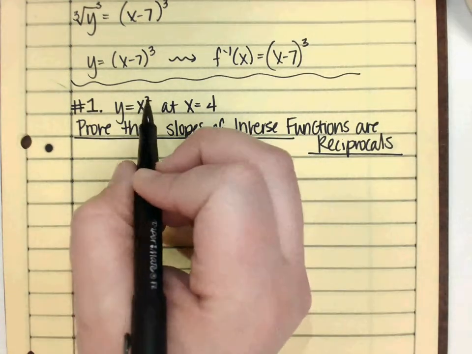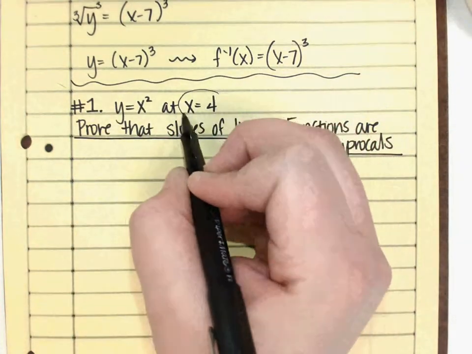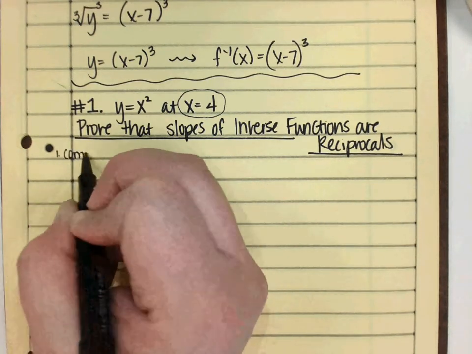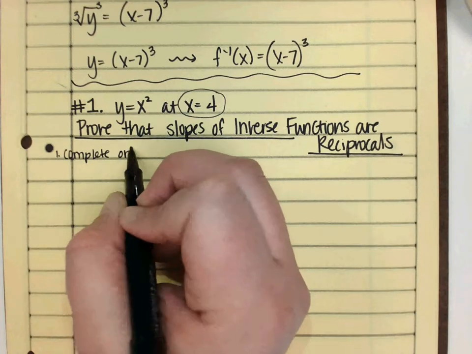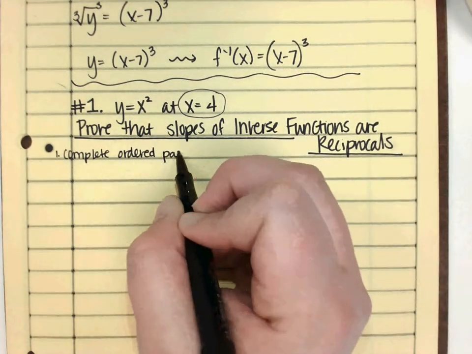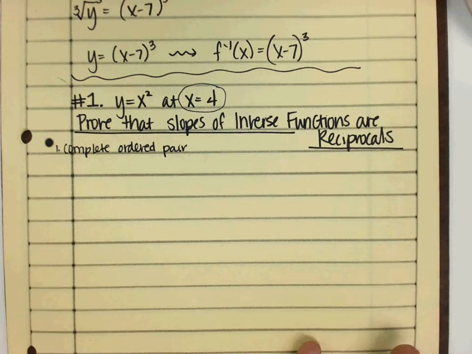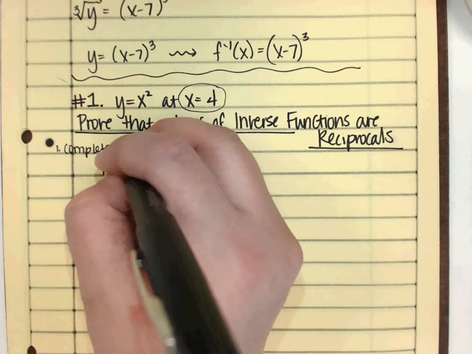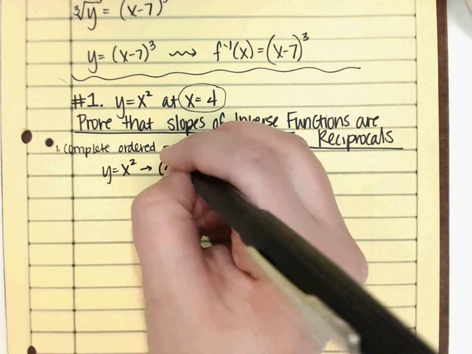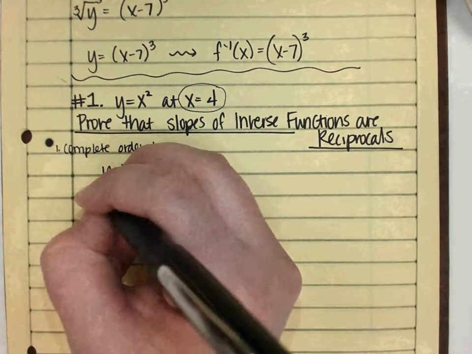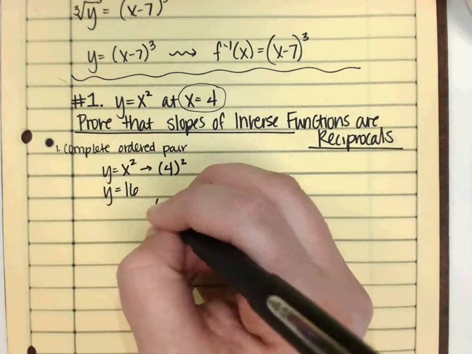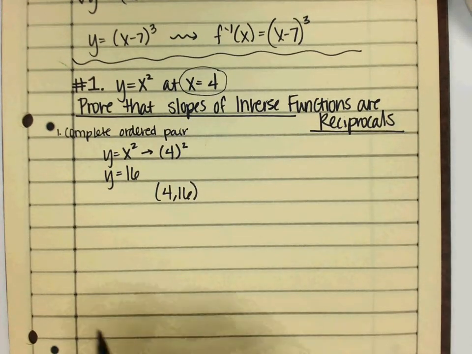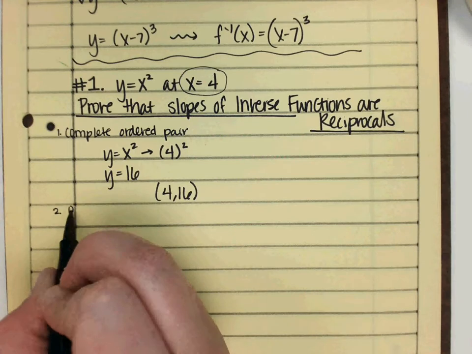So, if I have y equals x squared at x equals 4, actually, let me add one more step. We need to find the whole point. So, number 1, you're going to complete the ordered pair. If they give you the whole ordered pair, obviously you don't have to do this. But if they're only giving me an x, that's not enough. So if x is 4, I'm going to plug that in. Now it's 4 squared, which means that y is what? So what's my entire ordered pair? 4, 16, right?